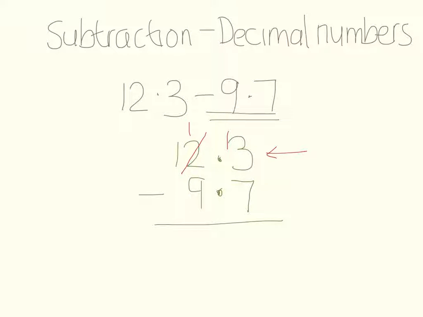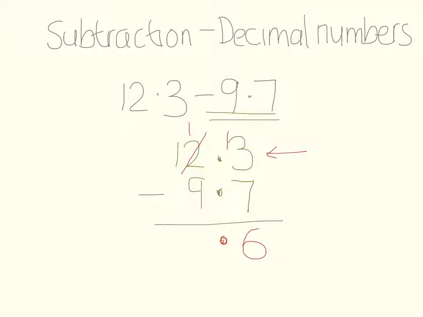Now there's enough in there because the tenths column now has 13 in there. We are going to take away from that 13, 7, which is 6. We're then going to put our decimal point in because it needs to line up in the answer. Then we're going to look at the units. Now the unit says 1, take away 9.